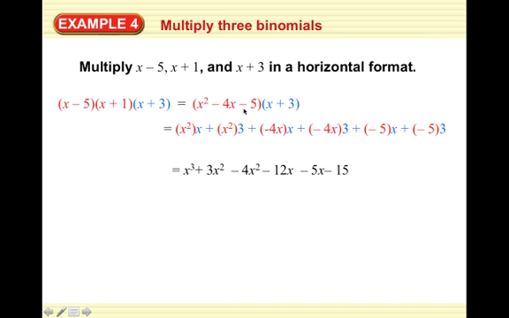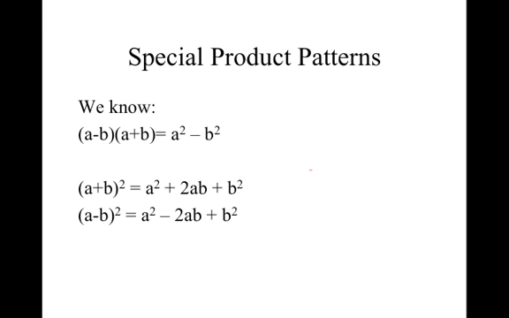So that's going to give me x cubed plus 3x squared minus 4x squared minus 12x minus 5x minus 15. And so now I just need to combine like terms. So x cubed, 3x squared minus 4x squared gives me negative 1x squared, so just negative x squared. Negative 12x minus 5x gives me negative 17x, and then I have my minus 15. I double check, all my like terms are combined, and my polynomial product there is in standard form, so I'm done.